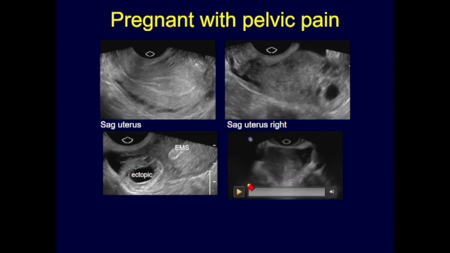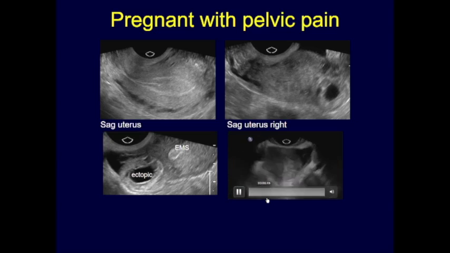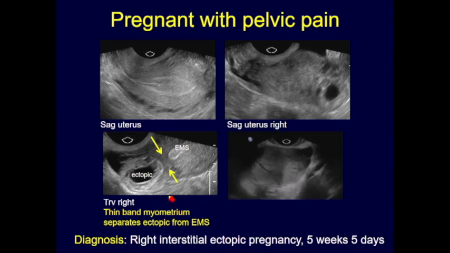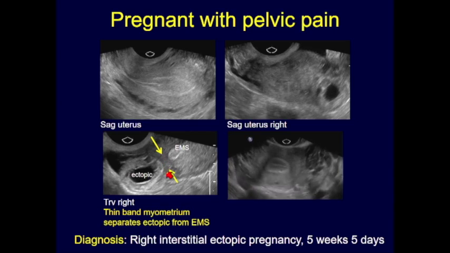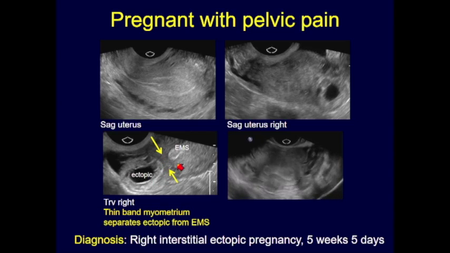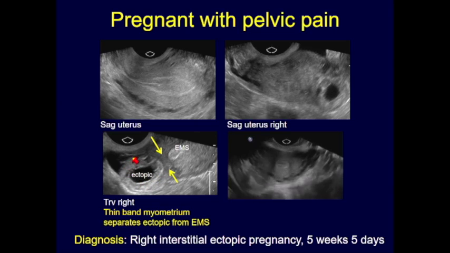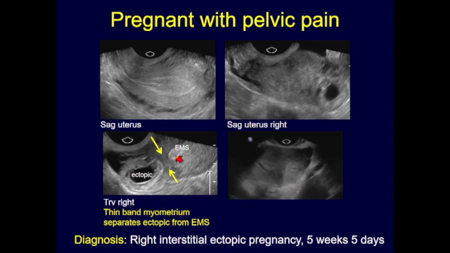Here's a different patient who had an interstitial ectopic pregnancy, and here's the cine loop showing you that ectopic gestational sac in the interstitial part of the tube. And then here, this is that thin band of myometrium that I was talking about that separates the ectopic from the endometrium. And also note how echogenic this chorionic rim, the trophoblastic tissue is, and how it's similar in echogenicity to the endometrium.